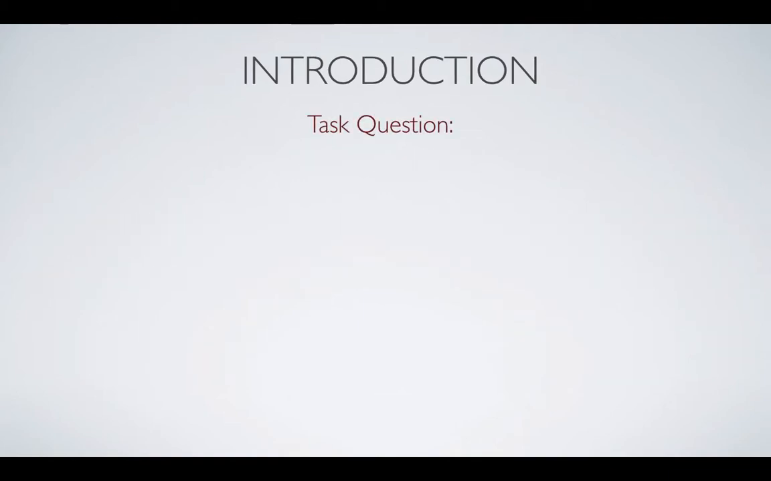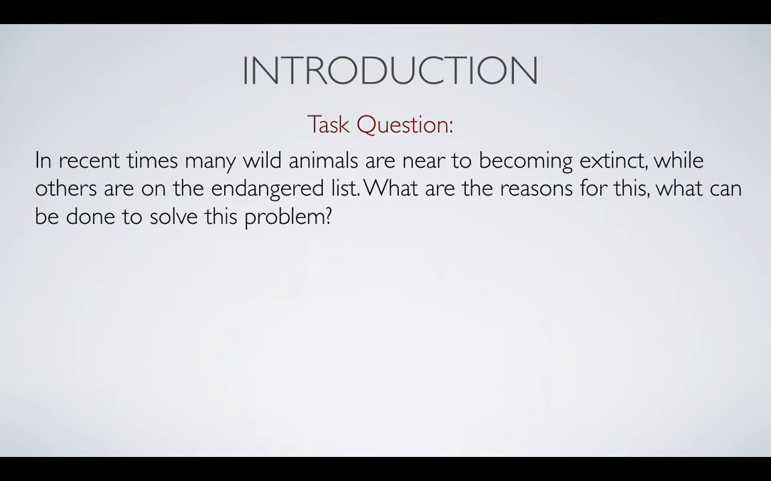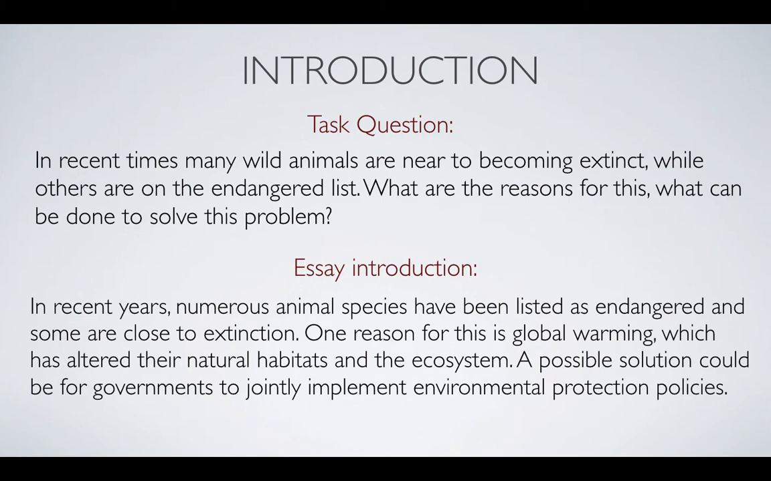Now let's go back to the original task question again. So as I say, get into the habit of referring back to the task question so that you stay on topic. And here is my essay introduction. So we've got the paraphrased task question and the thesis statement. Now the thing about introductions is that they should be quite short. When I say short, around about 50 words, 55 words maximum. You don't want to be going into irrelevant detail. You've got to keep it concise. In fact, this introduction is about 46 words or something like that.